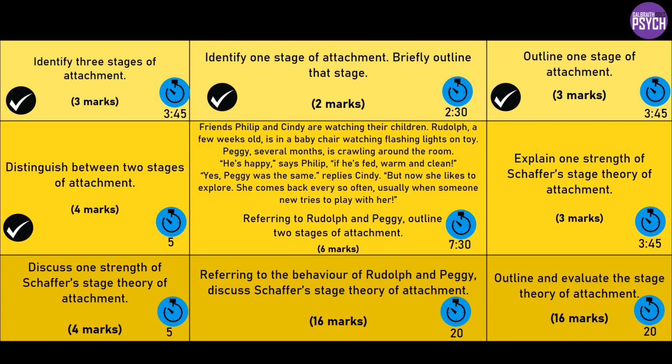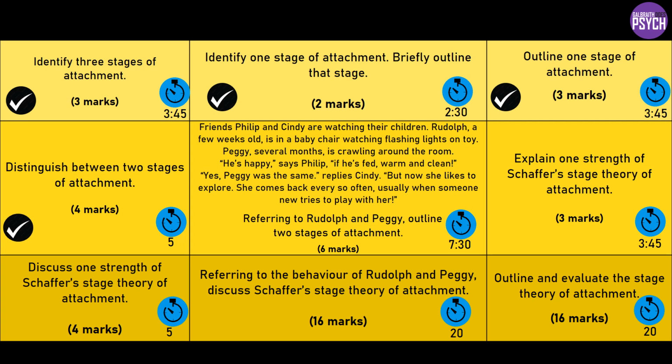One stage of attachment is the asocial or the pre-attachment phase. This occurs in the first few weeks of life and is where an infant shows no preference for humans. They will be equally happy with an inanimate object as they would a human.